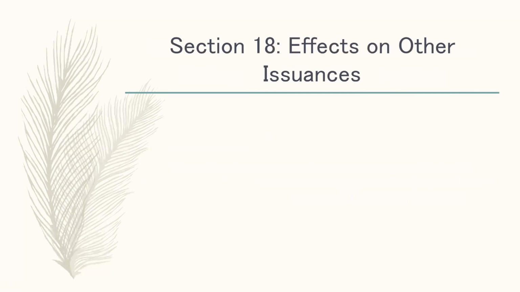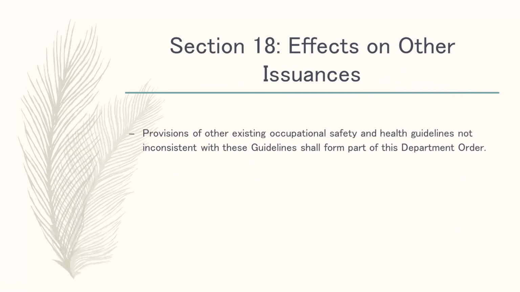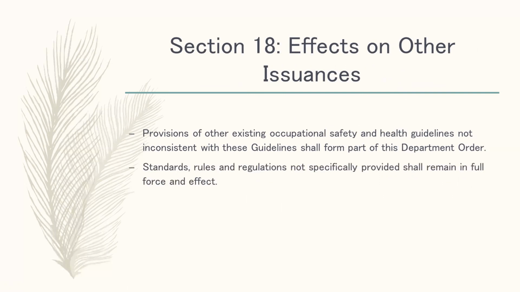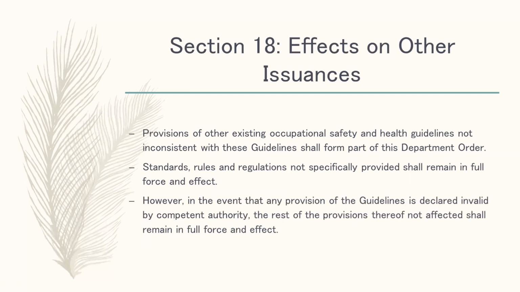Let us now proceed to Section 18. It's all about the effects on other issuances. Provisions of other existing occupational safety and health guidelines not inconsistent with these guidelines shall form part of this department order. Standards, rules, and regulations not specifically provided shall remain in full force and effect. However, in the event that any provision of the guidelines is declared invalid by competent authority, the rest of the provisions thereof not affected shall remain in full force and effect.